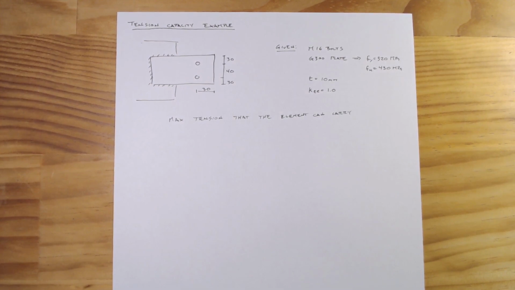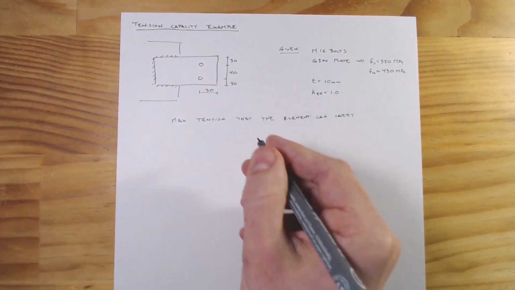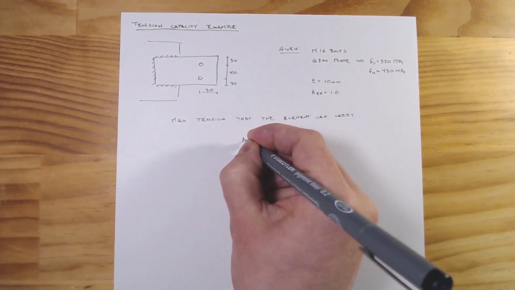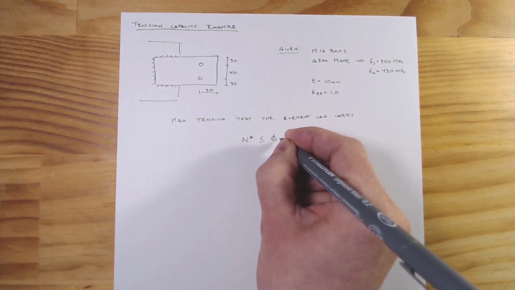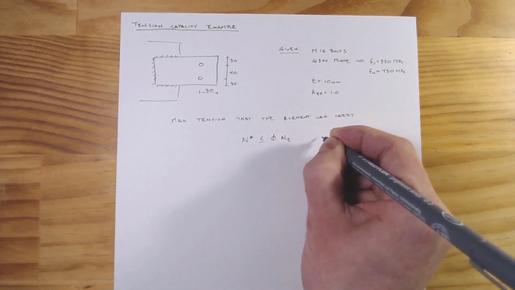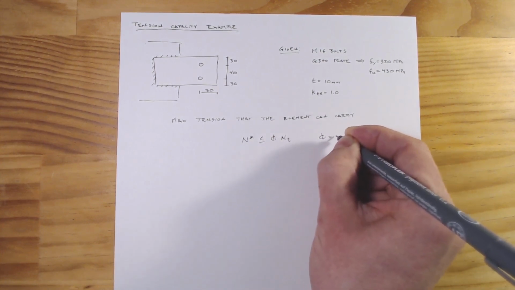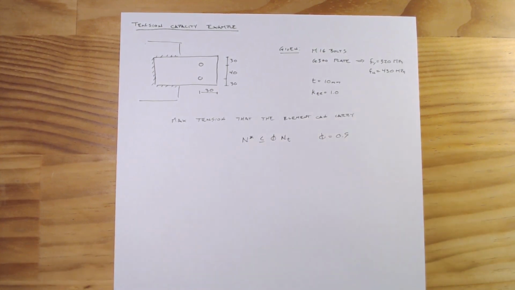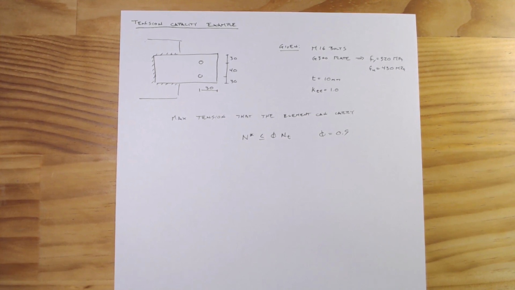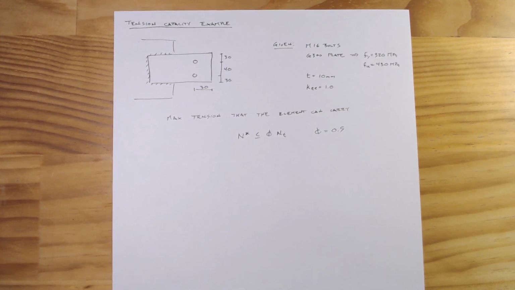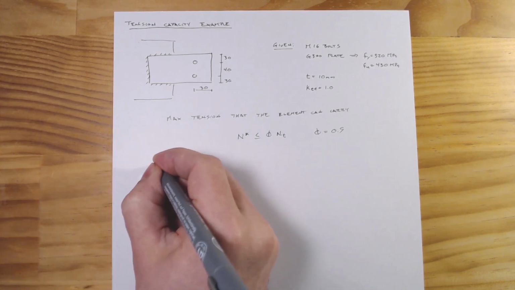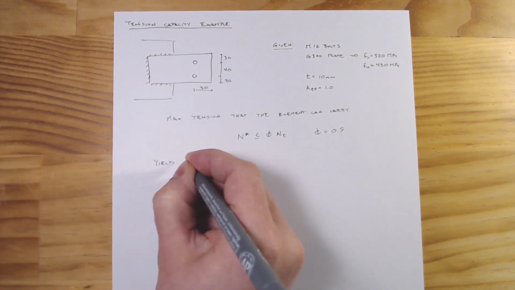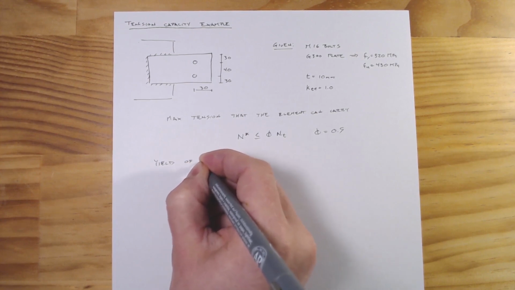All right, so in doing that, our governing equation is N star is less than or equal to phi Ns of t. We know that phi equals 0.9. We need to find Ns of t for our 2 different governing cases. The first one is going to be the yield of the gross section.